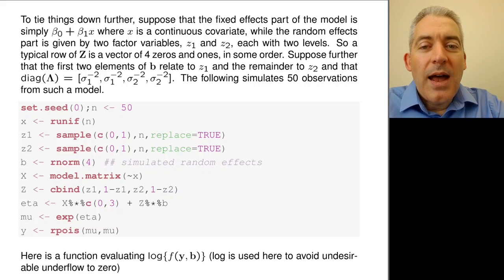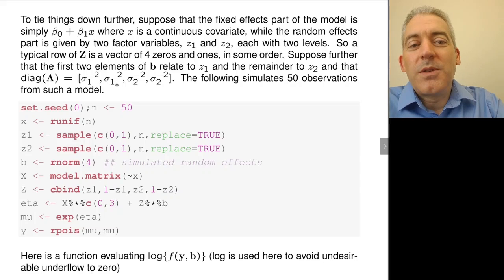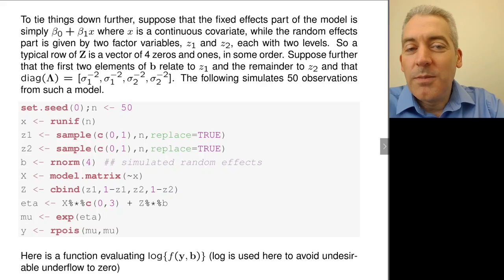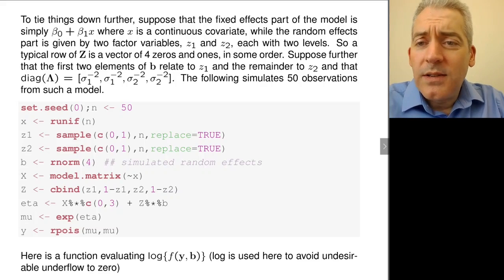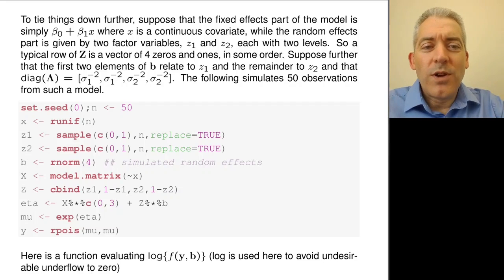And then the variance matrix for that will be diagonal, and the first two terms are going to be the same because they relate to the same factor, and the second two terms are going to be the same because they relate to the same factor. Again, if the details for this are a little bit hazy, don't worry about it at all.